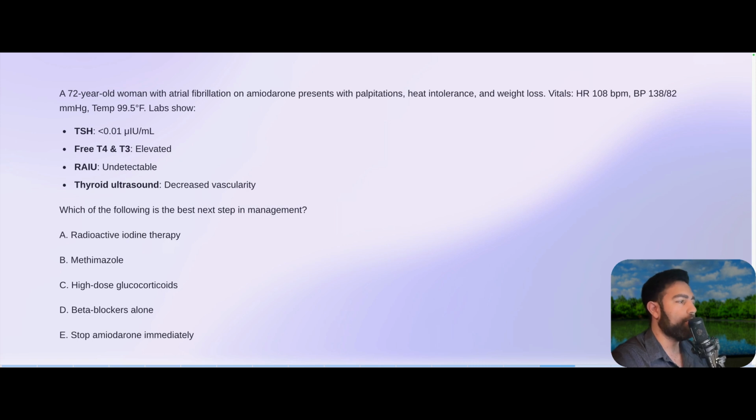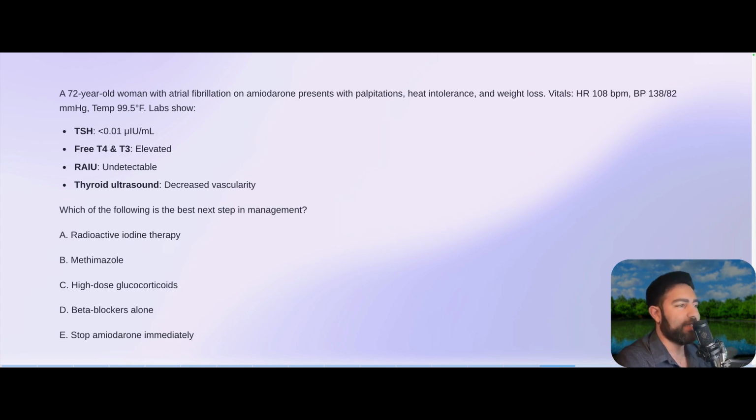So this is the third question. We have a 72-year-old woman. She presents with AFib and she's on amiodarone. She has palpitations, heat intolerance, weight loss. As you can see, heart rate is 108, temperature is 99.5, and the BP is 140 over 82. TSH is decreased. Free T4 and T3 are elevated. The radioactive iodine uptake is undetectable, and the thyroid ultrasound shows decreased vascularity.